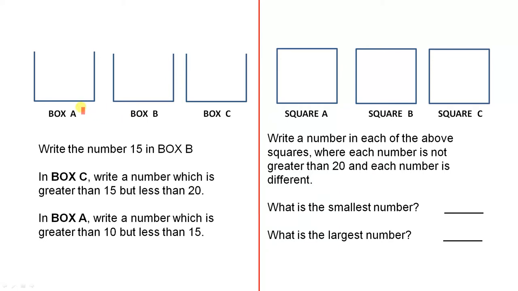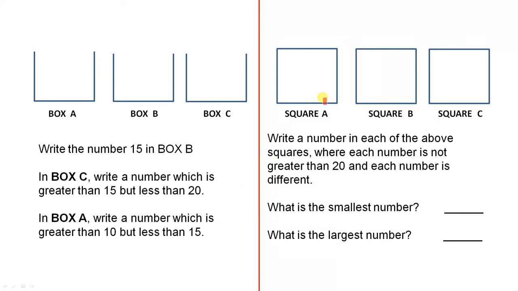Here we have three boxes, box A, box B and box C. Write the number 15 in box B. In box C, write a number which is greater than 15 but less than 20. In box A, write a number which is greater than 10 but less than 15.